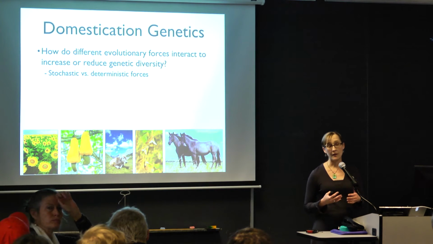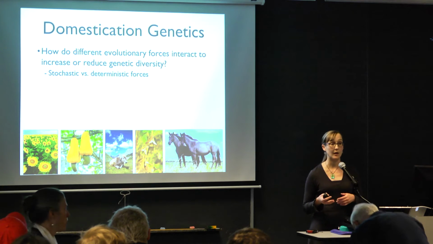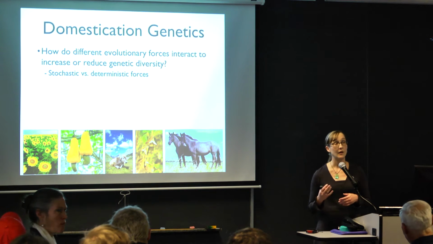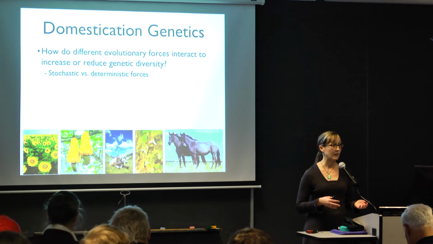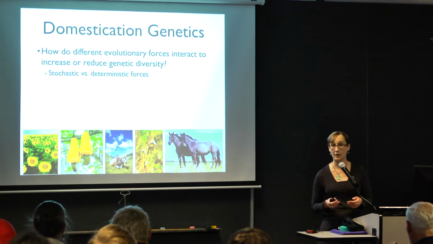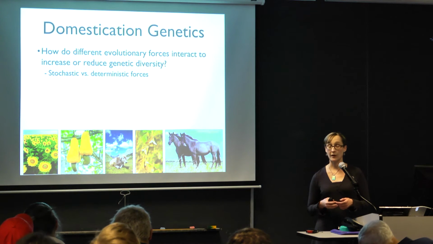And understanding this process involves understanding the interaction between two major types of evolutionary forces. And those forces fall into two main categories: stochastic or random forces, things like genetic drift, and deterministic forces, things like natural and artificial selection.